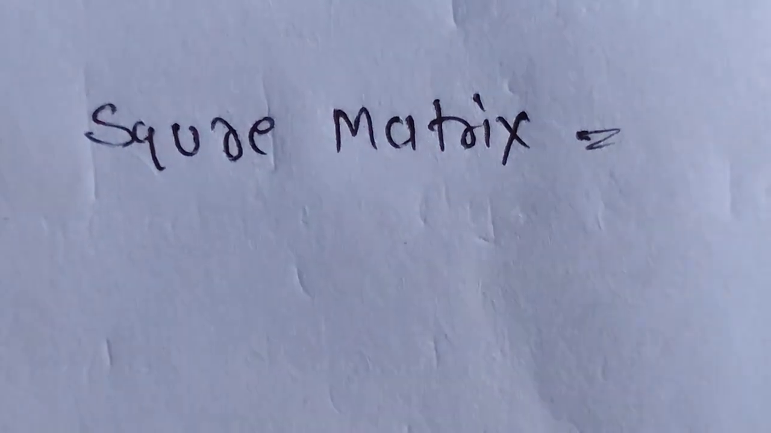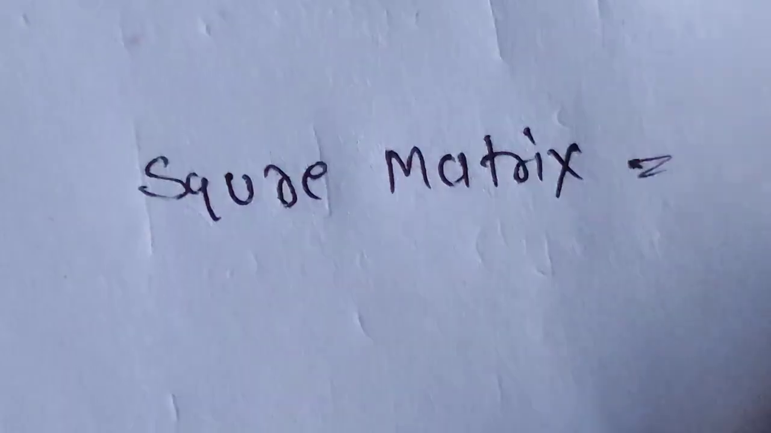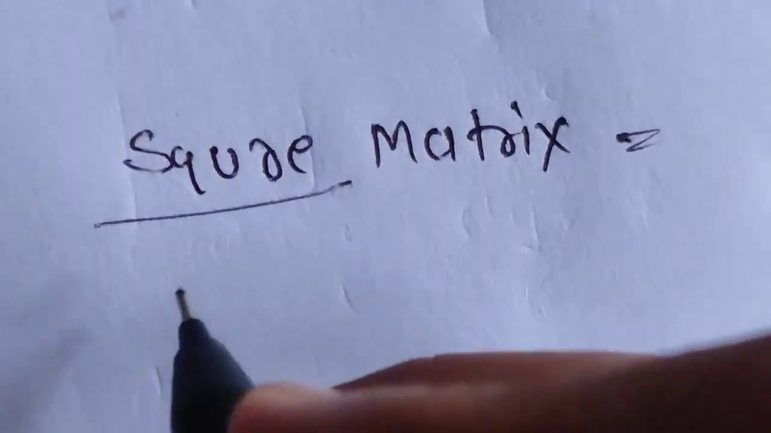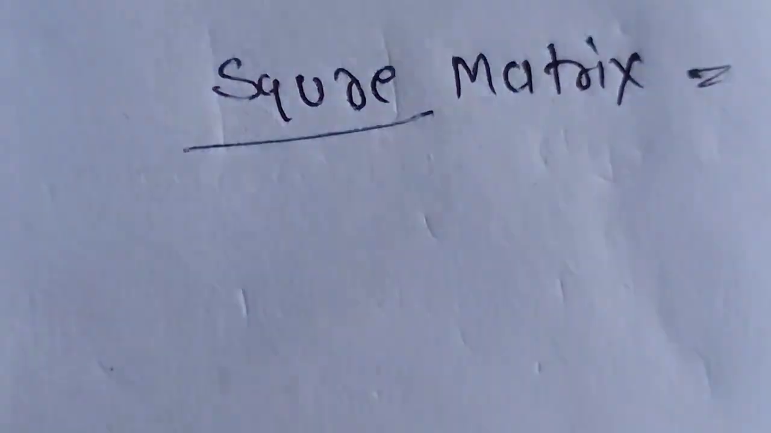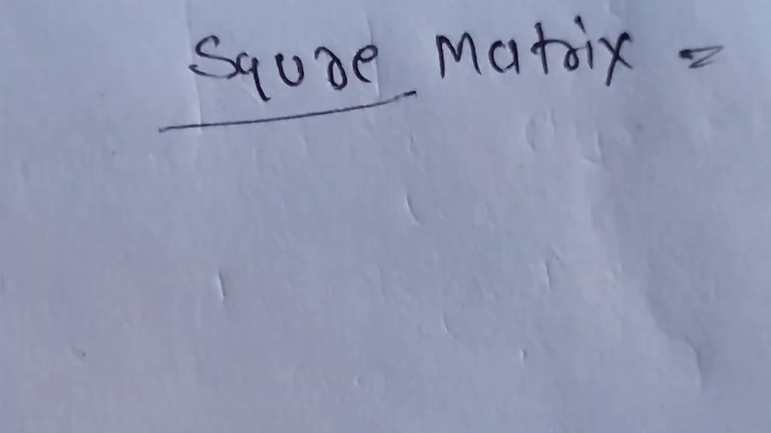Let's talk about square matrices. Okay, so whenever we talk about a square matrix, let's deal with what this is. First of all, the term is square. Anything is said to be square if all its parts are equal.